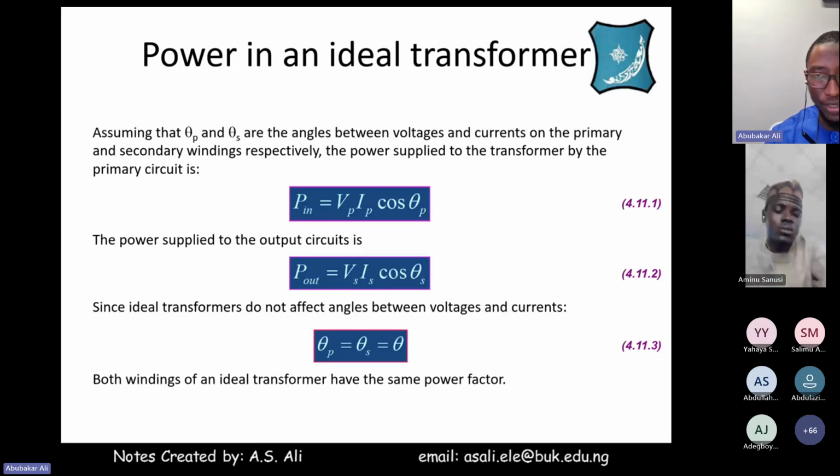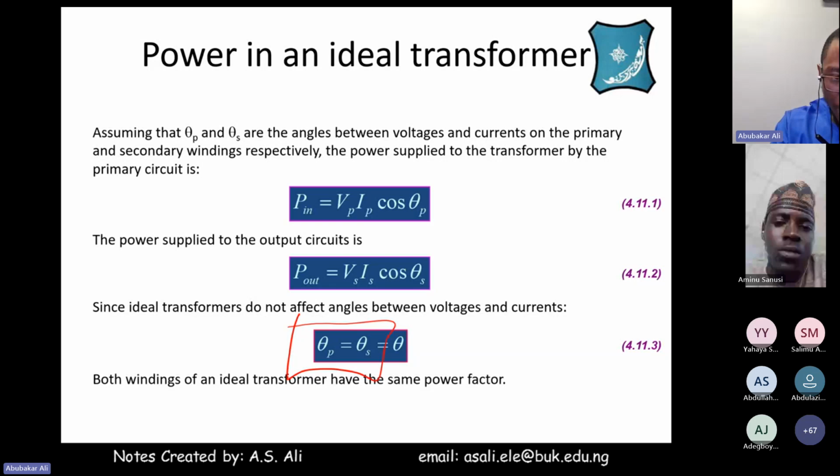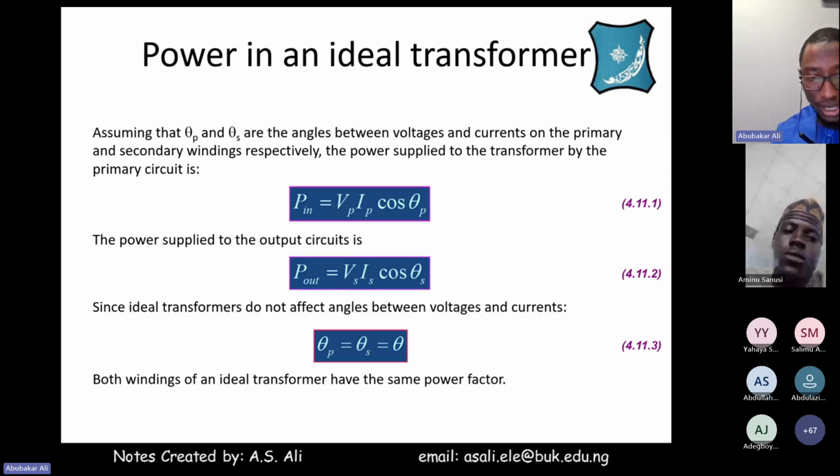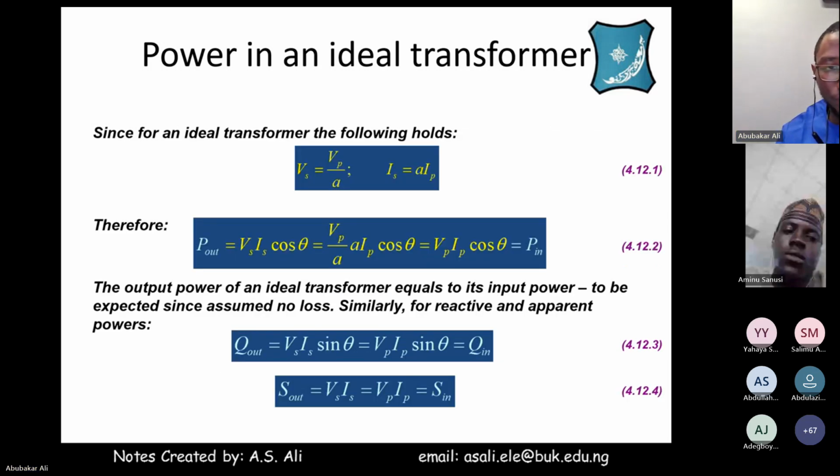Okay. Same thing with the power out in the secondary. You can see P out equals VS IS cos theta S. In an ideal transformer, because there are no losses, it is a perfect system, so the primary and secondary power factors are equal. We can replace both with just theta. Okay, we assume the same power factor.